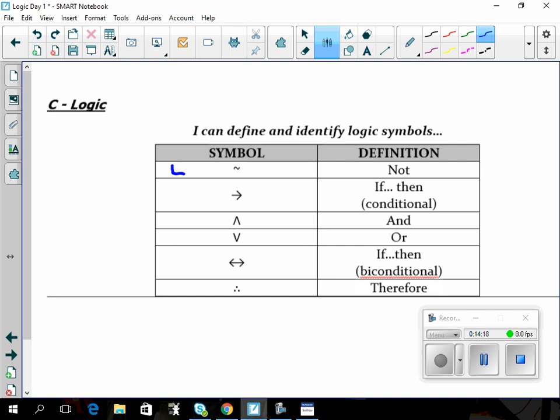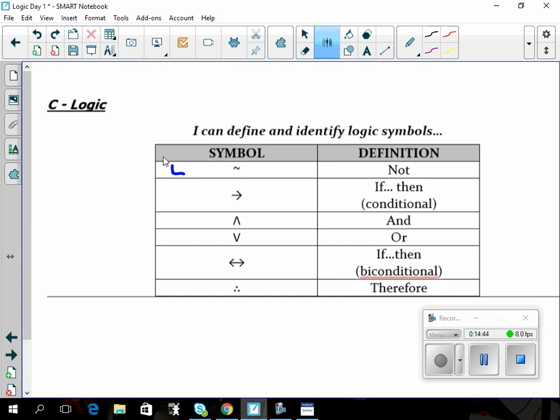If then, remember how we talked about that when we did the all lemons were fruit? If you're a lemon, then you're a fruit. This arrow goes in between. So the arrow means what's called a conditional statement. And it's an upside down V. It helps me remember because it looks like an A. It's like an A. Okay?